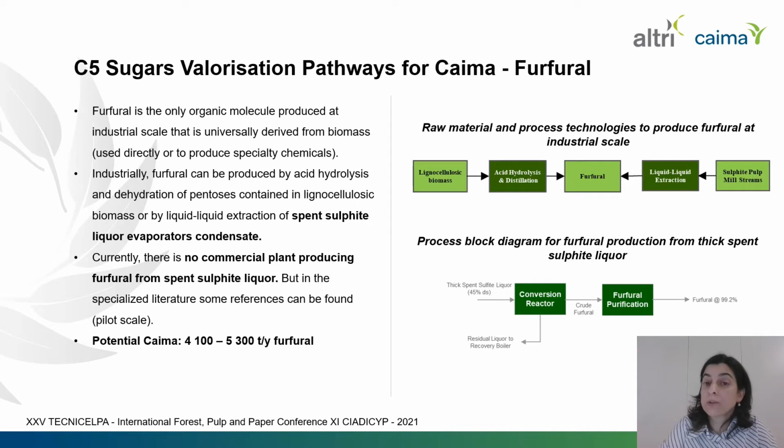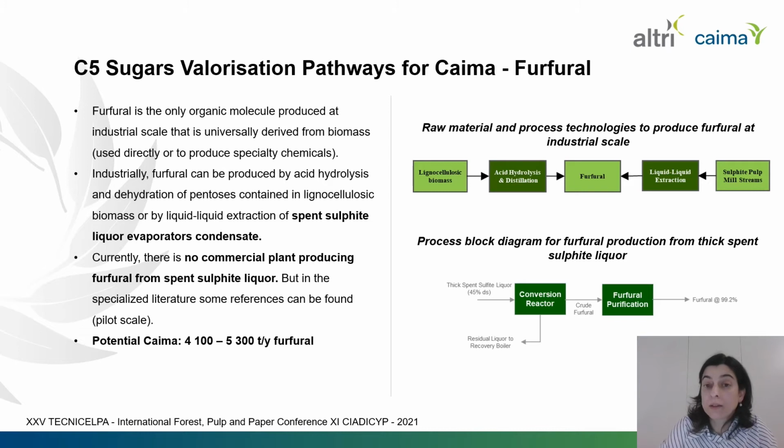Currently, there is no commercial plant producing furfural from spent sulfite liquor, but in the specialized literature, some references can be found. Basically, we have a first step for sugar conversion into furfural at high temperature and low pH, followed by furfural purification that can be accomplished by distillation.